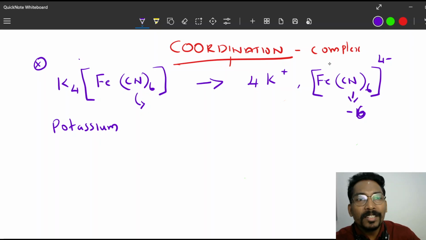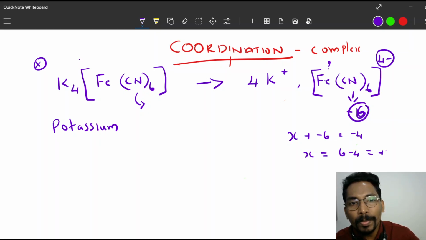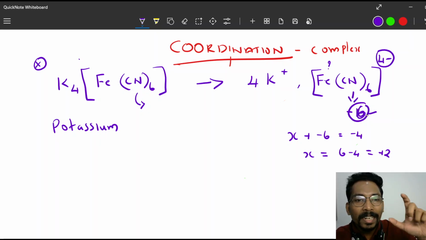You have to find the charge of this iron central metal atom using this charge. See, this is -6 and the total is -4. So x plus -6 is equal to -4. So x is equal to 6 minus 4, which is +2. Very simple. You can just think like this. Listen, CN is -6, right? Inside the square bracket, the total charge is -6.